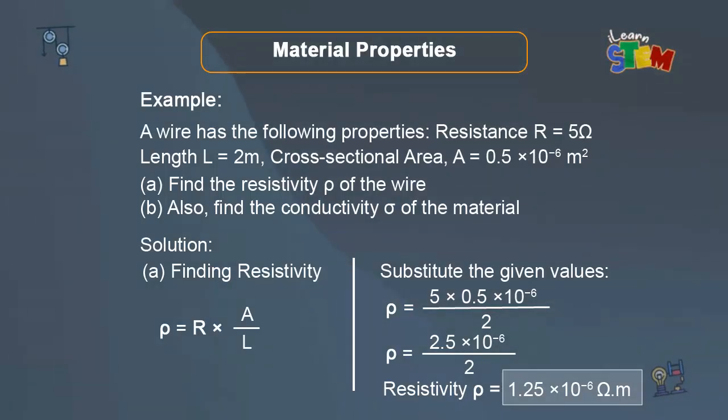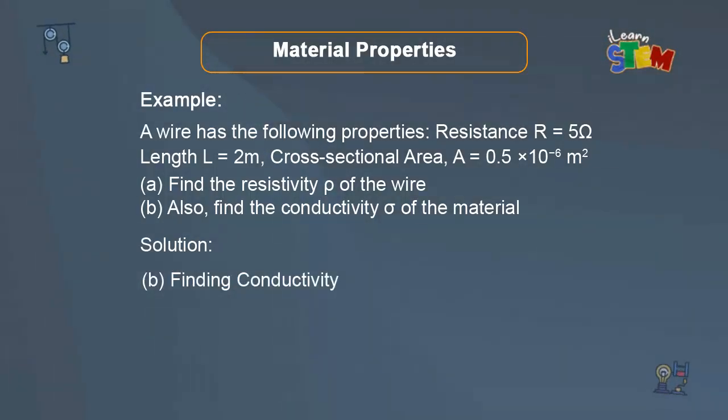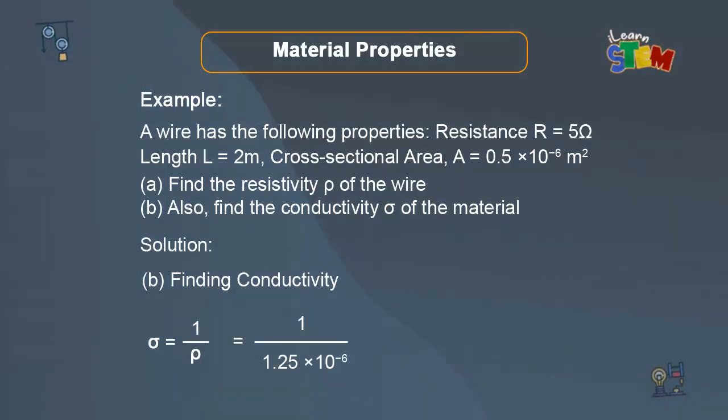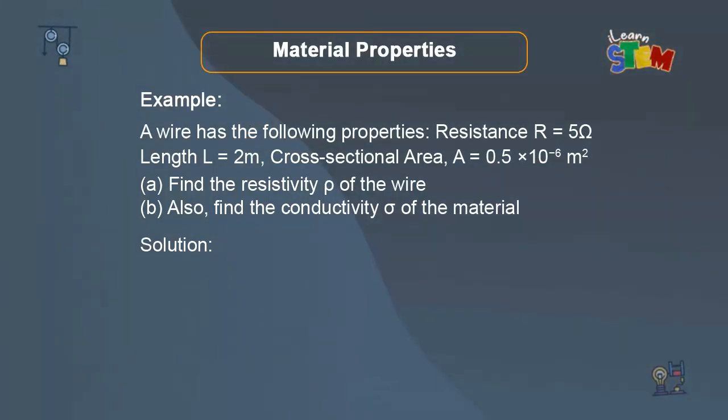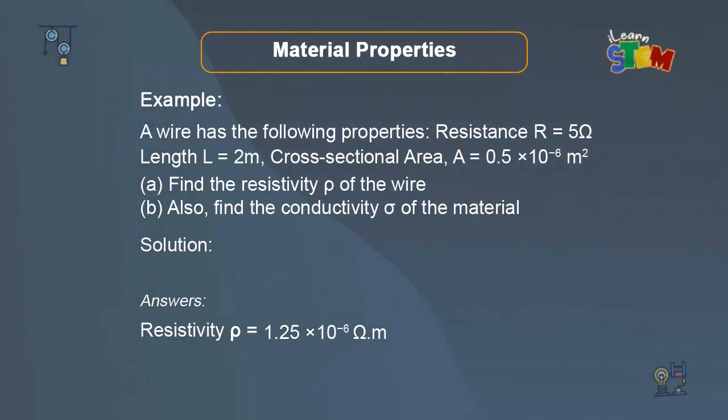Now, moving on to conductivity. Conductivity, represented by the Greek letter sigma, is the reciprocal of resistivity. So we calculate 1 divided by 1.25 times 10 to the power of negative 6. This gives us 0.8 times 10 to the power of 6, or 8.0 times 10 to the power of 5 Siemens per meter. And there you have it. Resistivity is 1.25 times 10 to the power of negative 6 ohm meters, and conductivity is 8.0 times 10 to the power of 5 Siemens per meter.